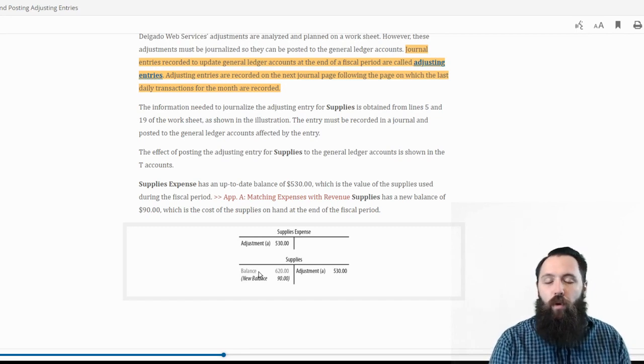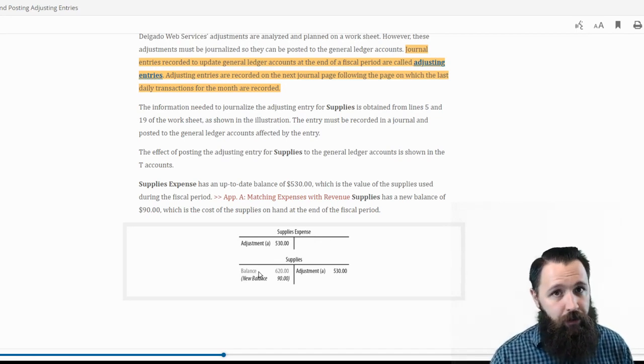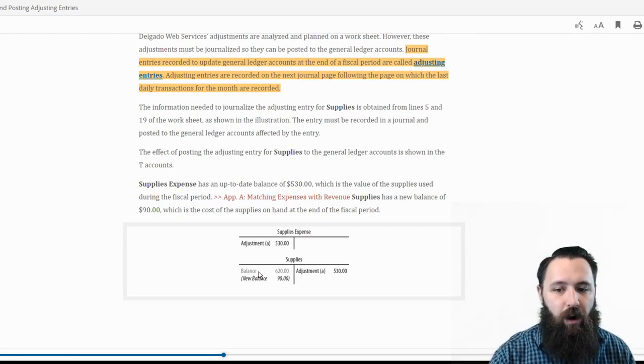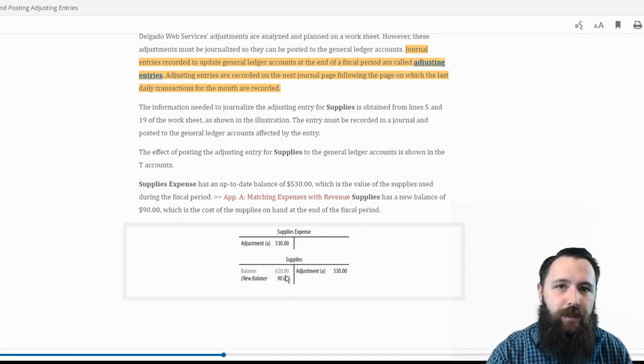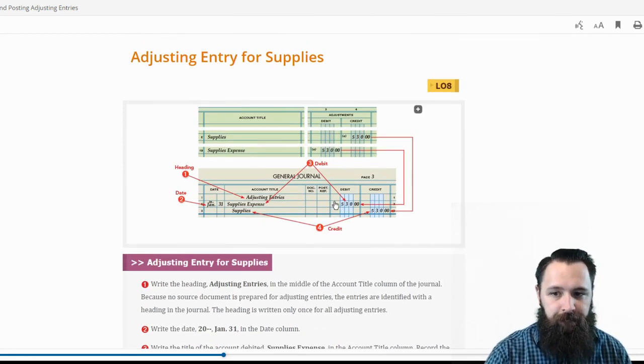At the end of the month rolls around, we count all of the supplies that we had to make an adjustment of $530. We credit the supplies account by $530. Our new balance is going to be the $90 that's here. So what we're doing is we're really updating these balances through these adjustments in the general journal.